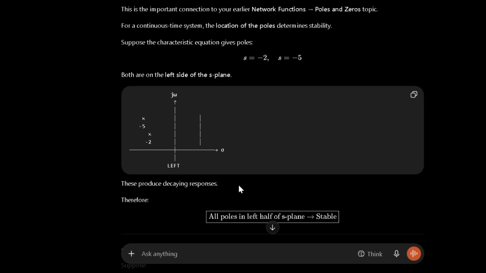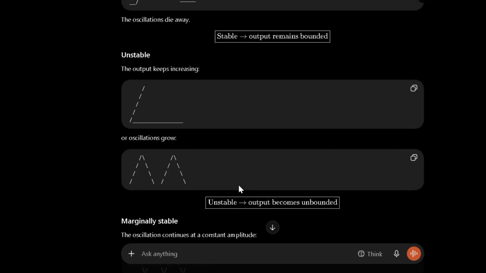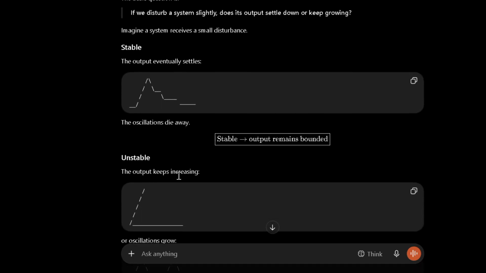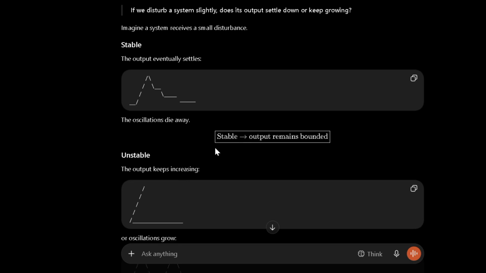Why do we care about poles? This is the important connection to a network function. Poles and zeros for a continuous time system: the location of the poles determines stability. Suppose the characteristic equation gives poles s equals minus 2, s equals minus 5. Both are on the left side of the s-plane. These produce decaying responses. Therefore, all poles in the left half of the s-plane means stable.